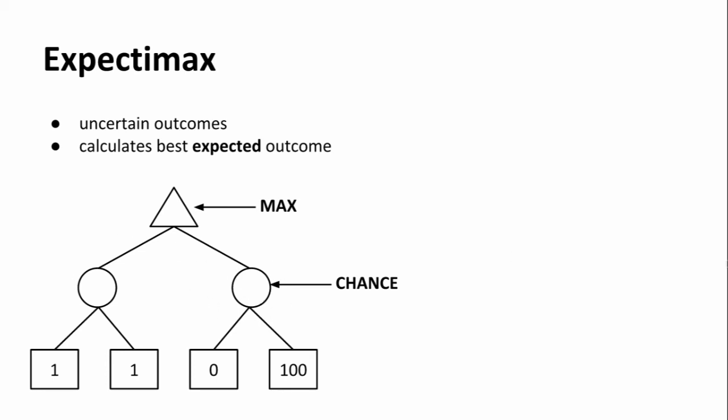However, if these are chance nodes instead, which choose an outcome with equal probability, so 50% chance of these chance nodes to return the left value, 50% chance to return the right value, then it's kind of the case that we want to risk going right because there's a higher expected reward for this right node, right? Because on expectation, the value for this left node is going to be 1, the value for this right node is going to be 50. So that's the intuition that you want to have when it comes to Expectimax.